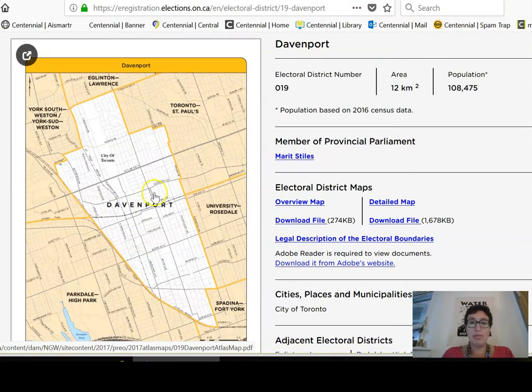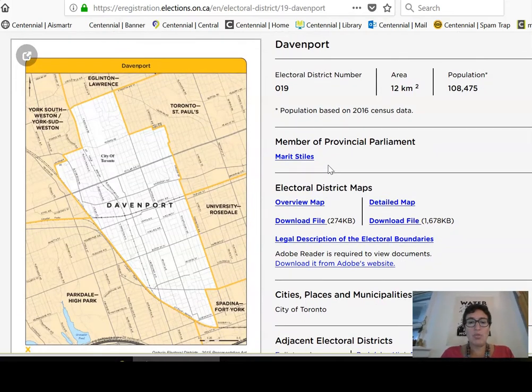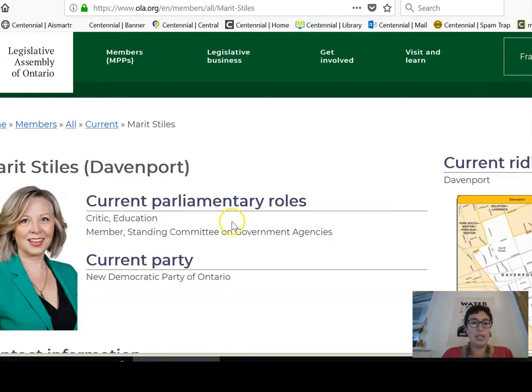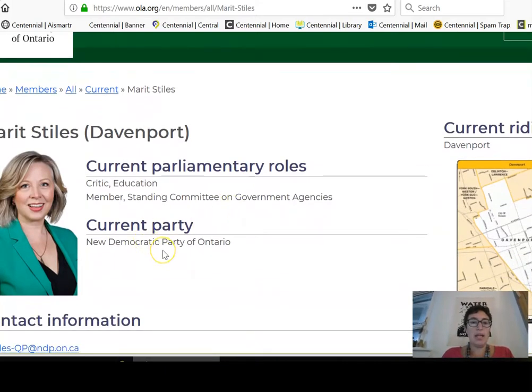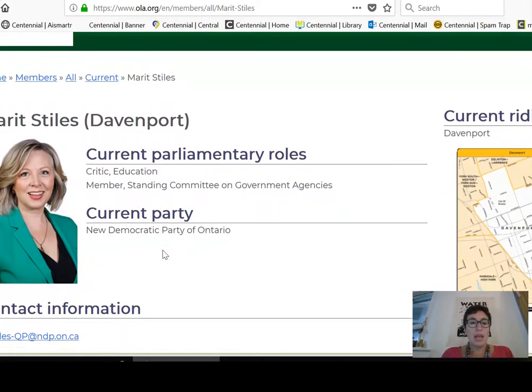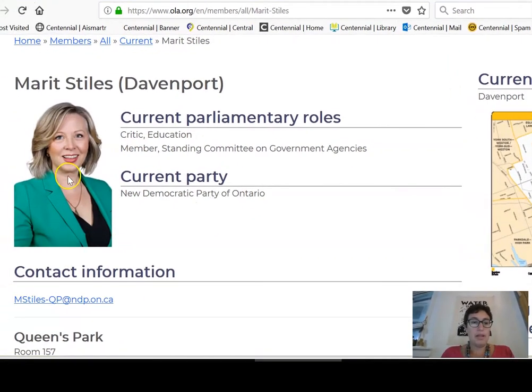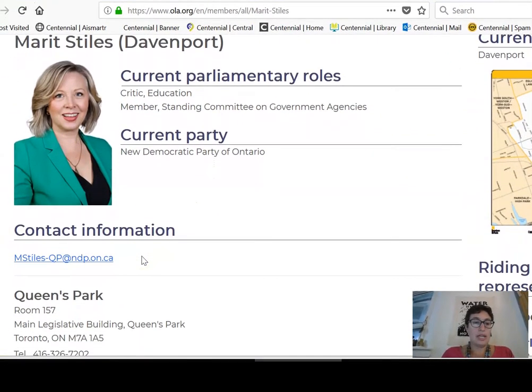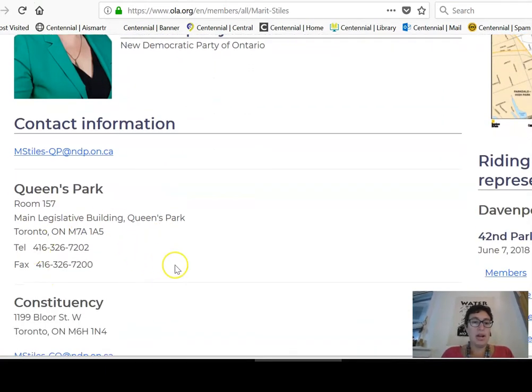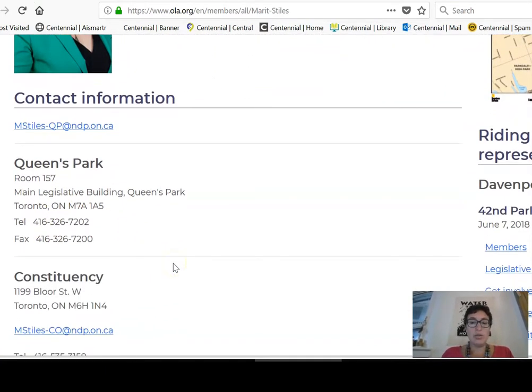Here's my riding, Davenport riding. Who's my member of provincial parliament? Marit Stiles. But what party is she from? Because if I'm going to write her a letter, I have to understand where she stands on my issues. So I'm going to click. Here she is, Marit Stiles. Her party is the New Democratic Party. And over here, you'll be able to find her contact information. Let's move this over a little bit. There you go. That's her email and her address.